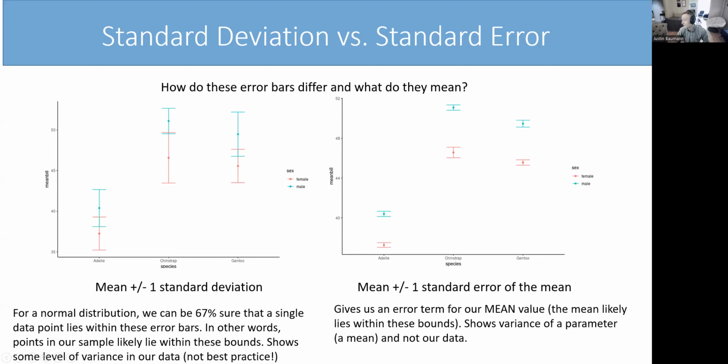Okay, on the right, we get an error term for our mean value. The mean likely lies within these bounds. We're 67% sure. That shows the variance of a parameter, a mean, and not of our data. And that is a little bit more preferable for how we do hypothesis testing, which we're going to learn later in class. So we like to plot standard error instead of standard deviation. So just remember that. The standard error is the standard deviation divided by the square root of the sample size.